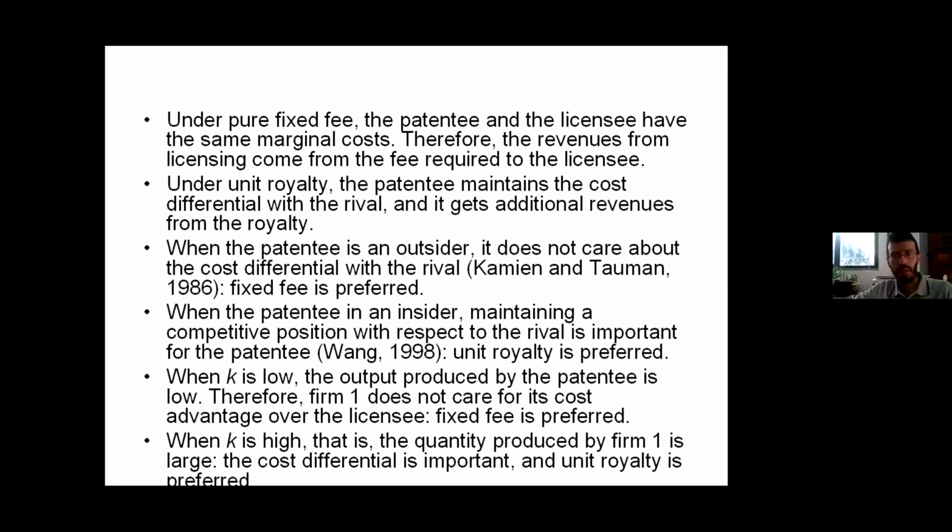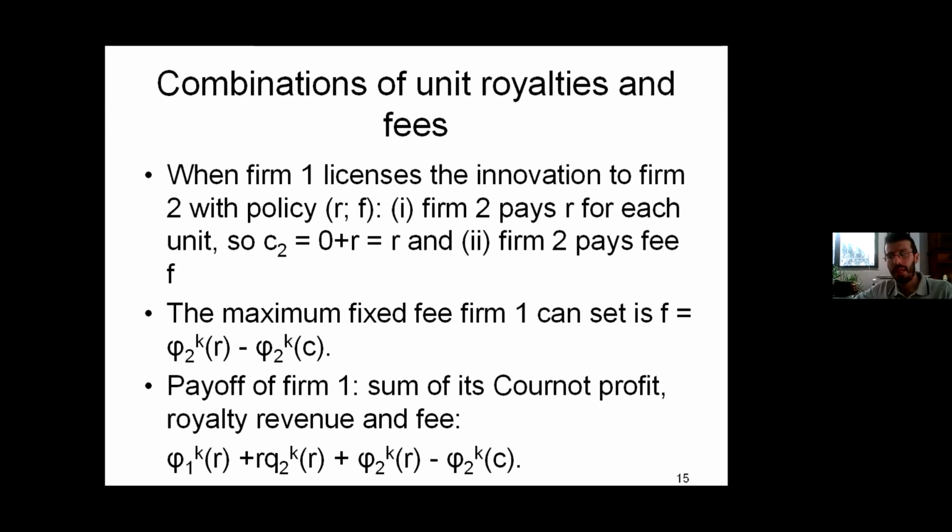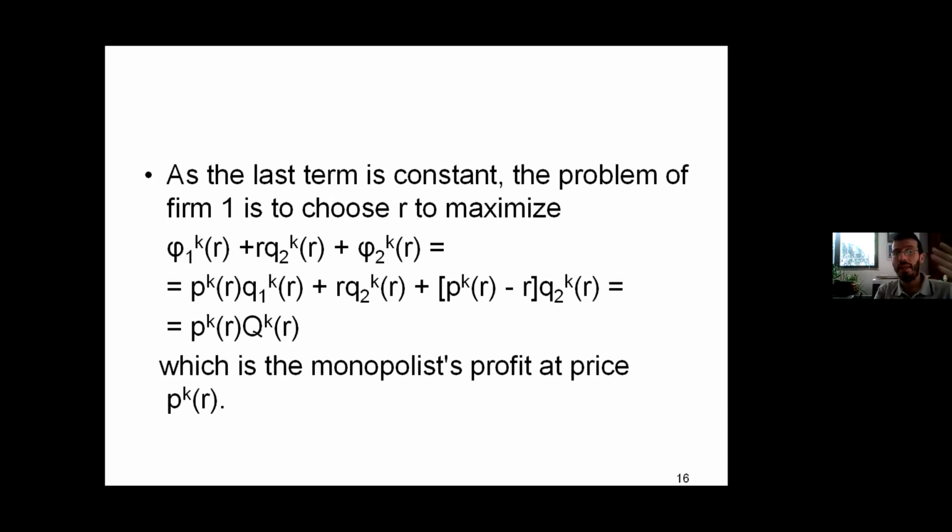Okay, thank you. Now, let me discuss quickly the case of the combination of unit royalties and fees. Let's consider the last line. Here you have the payoff of firm one. In this case, it is the sum of its Cournot profits, the revenue royalty, which is the second term, and the fixed fee, which is the combination of the third and the fourth term. You can see that the income of the patentee does not depend on the last term, because this is related to c, which is the marginal cost of firm two. So the last term is constant.